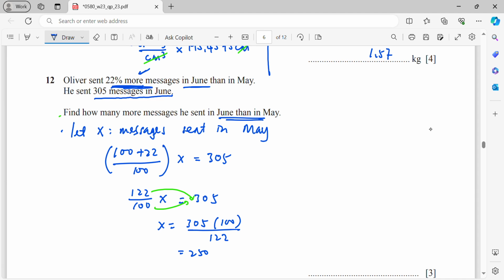And now the question asks for how many more messages he sent in June than in May. That means you need to count the difference. So the difference will be 305 minus 250, and then you will get the extra 55 messages.